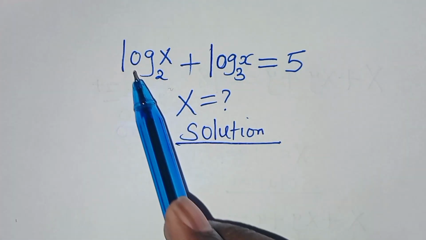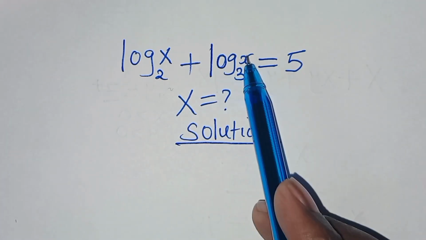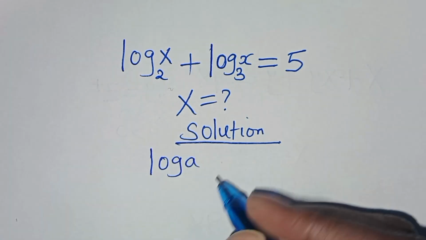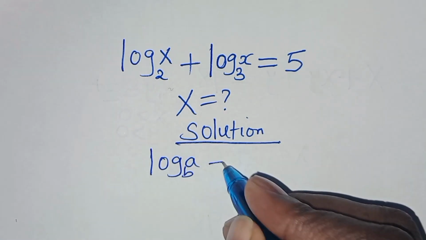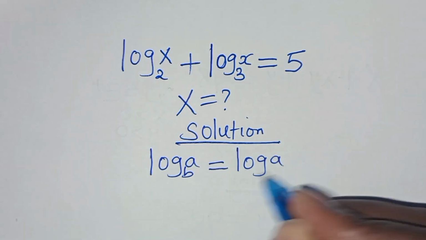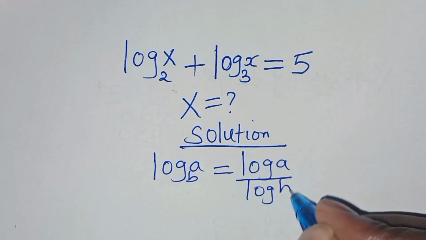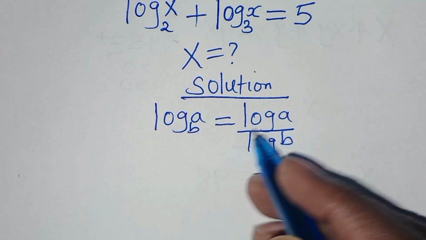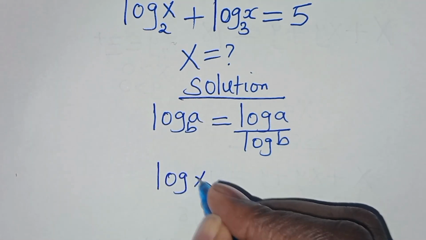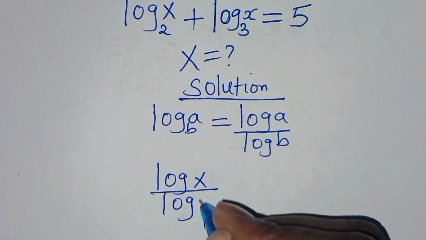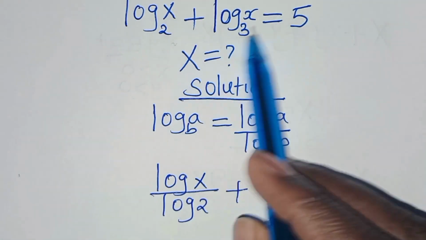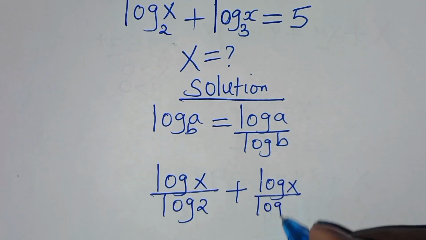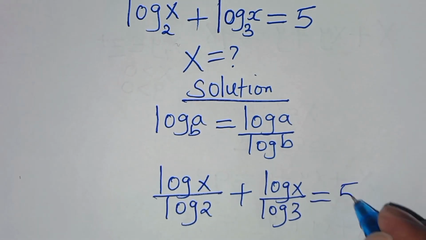Now, you find that log x to base 2 plus log x to base 3 is in the form of log a to base b, which we can express as log a divided by log b. So applying this property, here we have log x divided by log 2 plus log x to base 3, so this is log x divided by log 3. This is equal to 5.